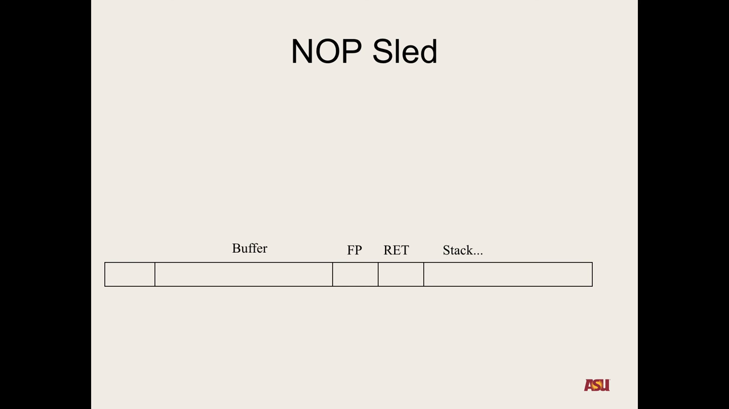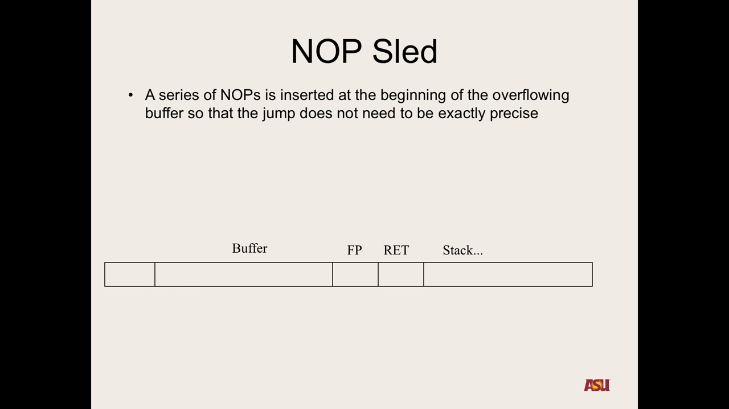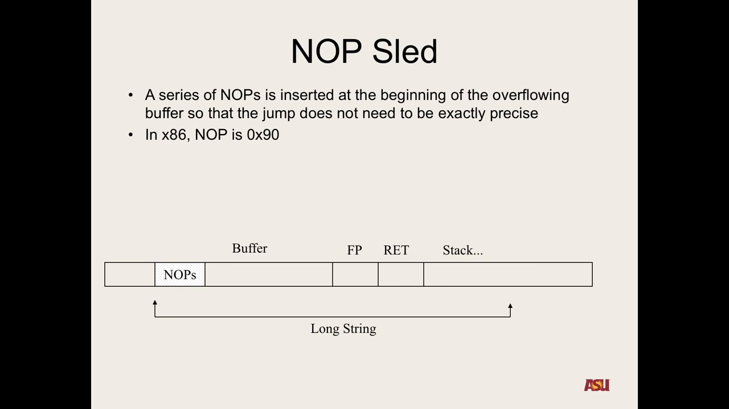Instead of having to execute directly at the very starting byte of your shellcode, we use a series of no-ops. In x86, a no-op is hex 90, which just means do nothing. When you do your overflow, you first overflow with some no-ops, then your shellcode, and then the buffer address.